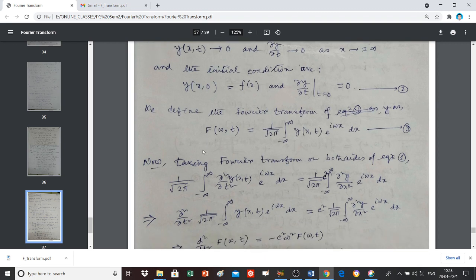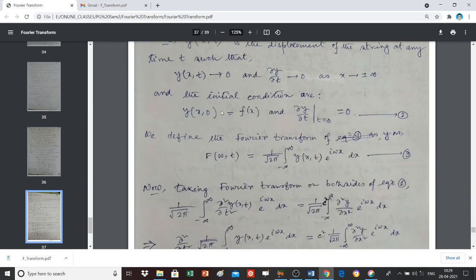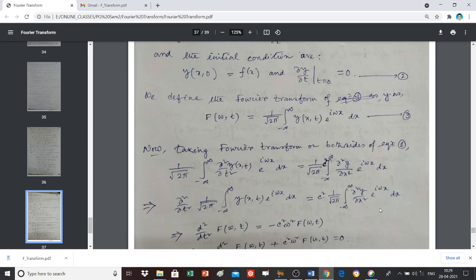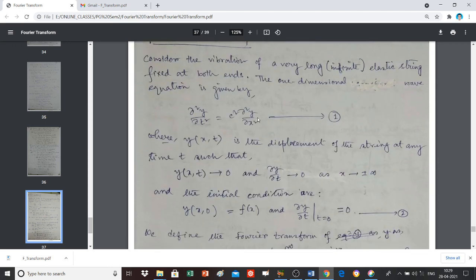Now taking the Fourier transform on both sides of equation 1, our given equation, we have 1 by root 2 pi, integral from minus infinity to plus infinity of del 2y of x, t by del t square e to the power minus i omega x dx, equal to c square times 1 by root 2 pi, integral from minus infinity to plus infinity of del 2y by del x square e to the power minus i omega x dx. This is after taking the Fourier transform on both sides of equation 1.